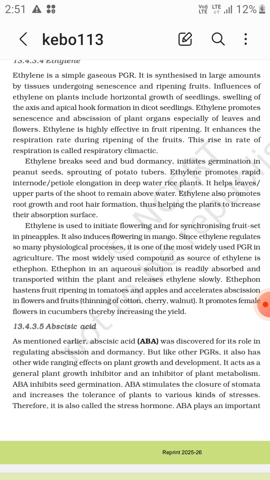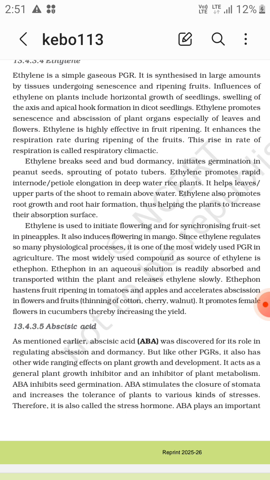Now, as we know, auxin promotes flowering in pineapples, but here ethylene is used to initiate flowering and to synchronize fruit set in pineapples. Ethylene also induces flowering in mango. As we can see in tomatoes, auxins induce parthenocarpy. So flowering in mango is induced by ethylene.